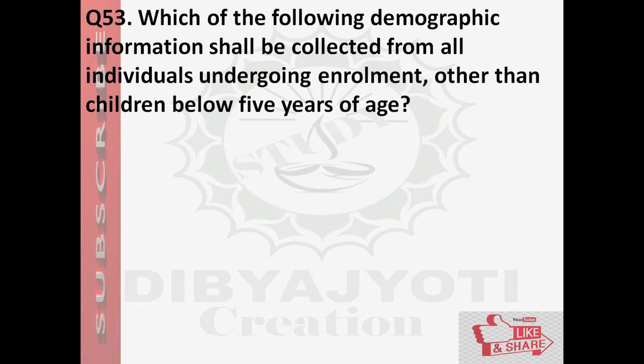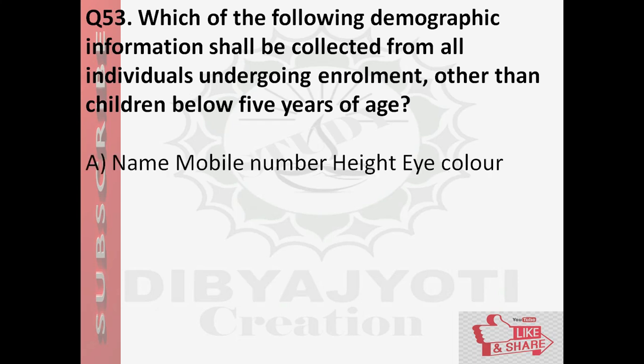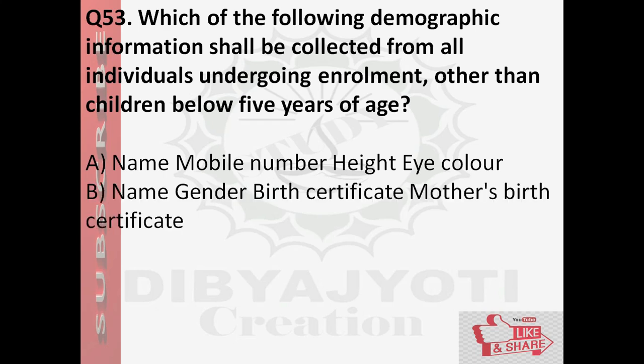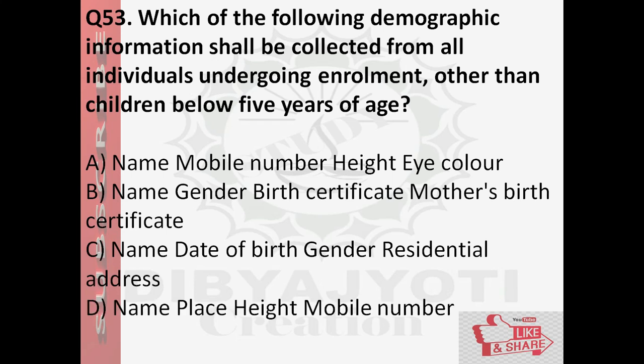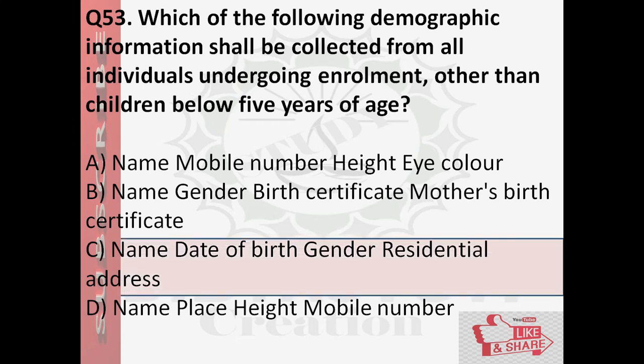Question number 53. Which of the following demographic information shall be collected from all individuals undergoing enrollment other than children below 5 years of age? Option A name, mobile number, height, eye color. Option B name, gender, birth certificate, mother's birth certificate. Option C name, date of birth, gender, residential address. Option D name, place, height, mobile number. And answer is name, date of birth, gender, residential address.